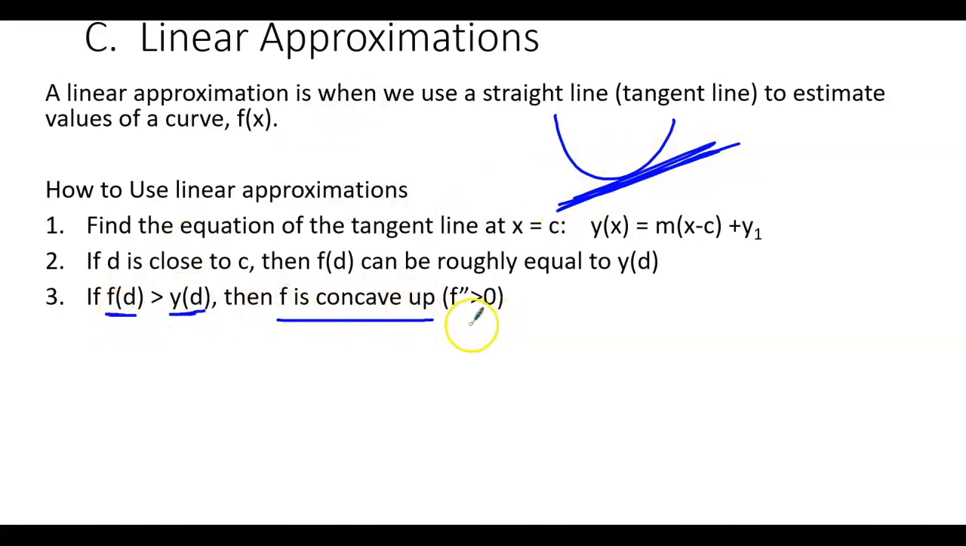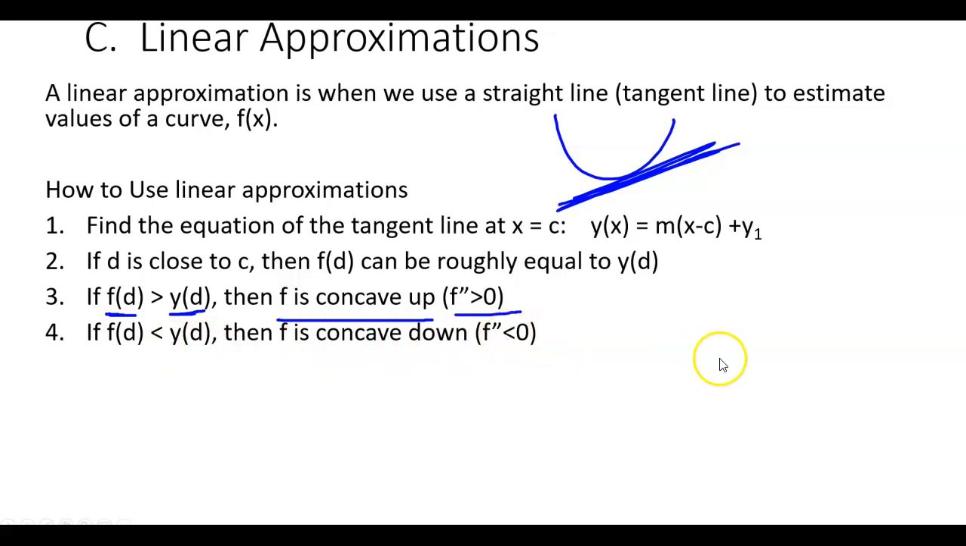Now, another way you could say that is the second derivative is greater than 0, but they both mean the same thing. Now, if your function is less than your tangent line value, then your function would be concave down, or the second derivative would be less than 0.